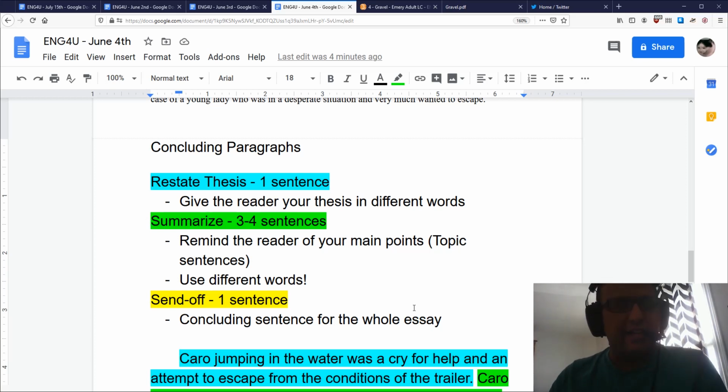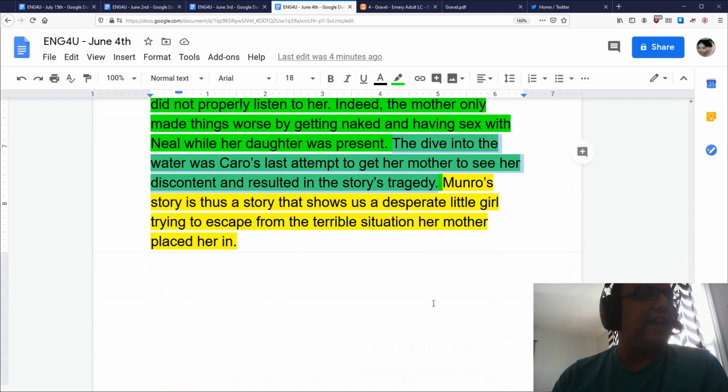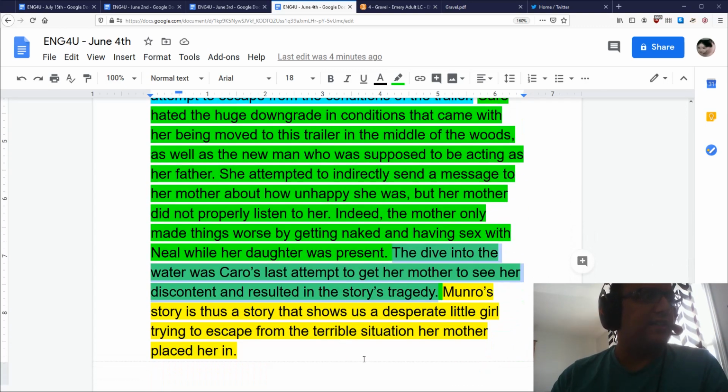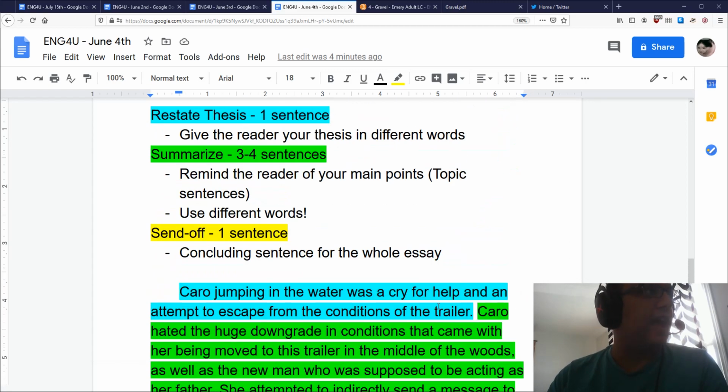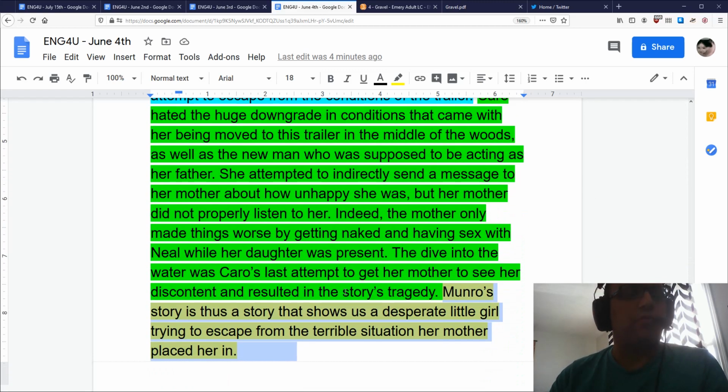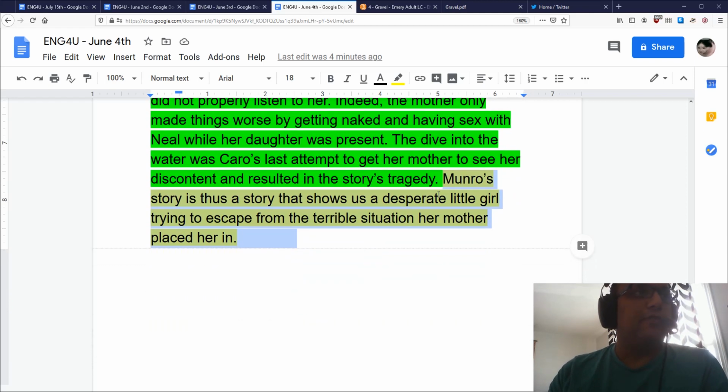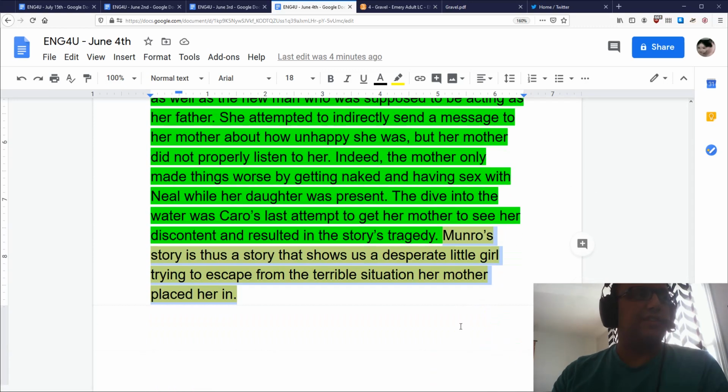And then finally, at the end, you have a send off, which is supposed to be one sentence, and it's a concluding sentence for your whole essay, right? So it's a way of sort of telling the reader that you're finished, right? Because you don't want your essay to sort of hit a wall and just stop, right? So what I've got here is Monroe's story is thus a story that shows us a desperate little girl trying to escape from the terrible situation her mother placed her in, right? So a nice, simple conclusion there is what I give you, and that will conclude the essay.